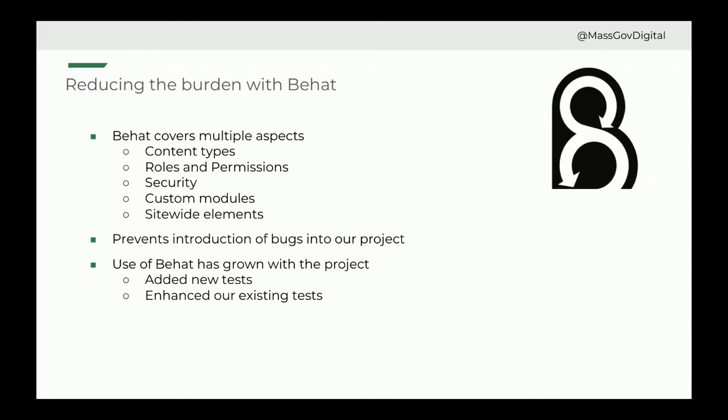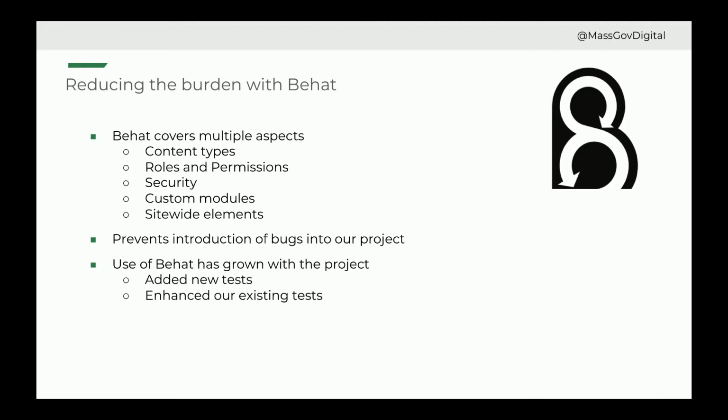How did this reduce our burden? It covered multiple aspects. It covered our content types. It covered our roles and permissions. We have an editor role and an author role. Author roles are not supposed to be able to publish, but if somehow it got snuck in, they could be publishing and we just don't want them to. We added some security behind it. We added some custom module and some site-wide elements to cover us. Behat covered us to a point, and we would update it and we would add new tests and everything.